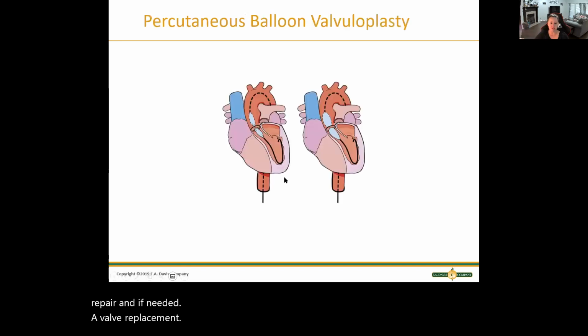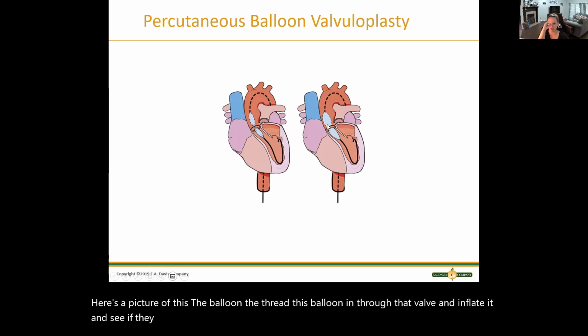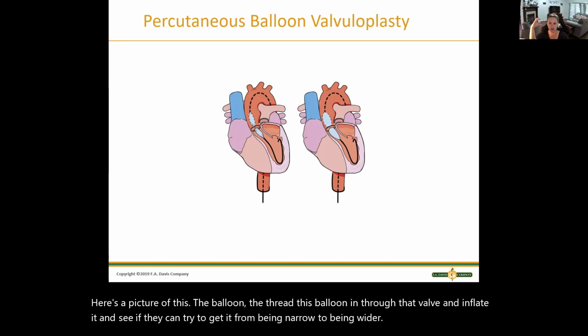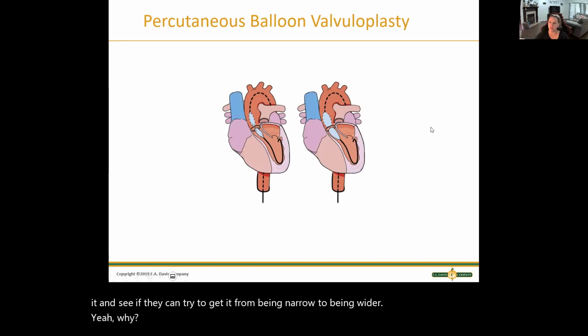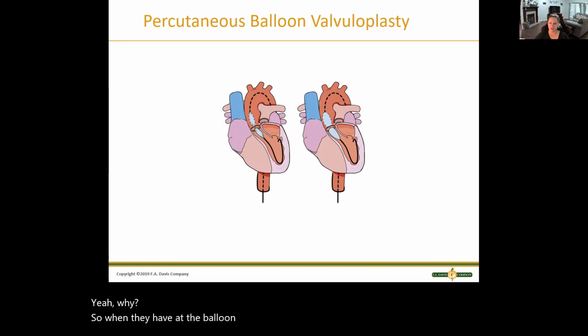And here's a picture of the balloon. They'll thread this balloon in through that valve and inflate it and see if they can get it from being narrow to being wider. Narrow, wide, okay. So when they have the balloon valvuloplasty, we keep them in the hospital.